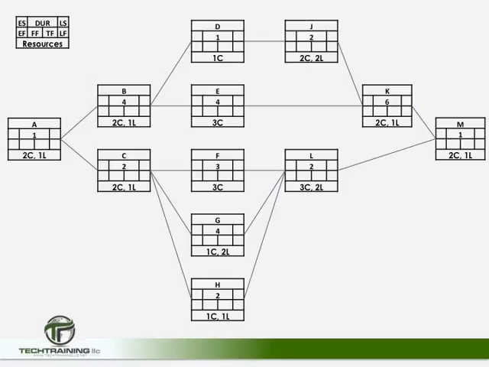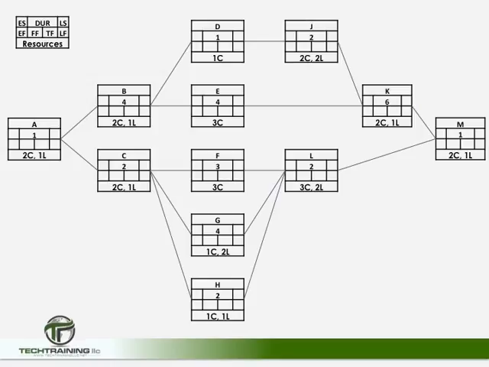So once activities D, E, F, G, and H were complete, activities J and L could take place. But as you can see, activity J was only dependent upon activity D, but activity L was dependent upon activity F, G, and H. In other words, all 3 of those activities had to be completed before activity L could begin. Now the next activity is activity K.